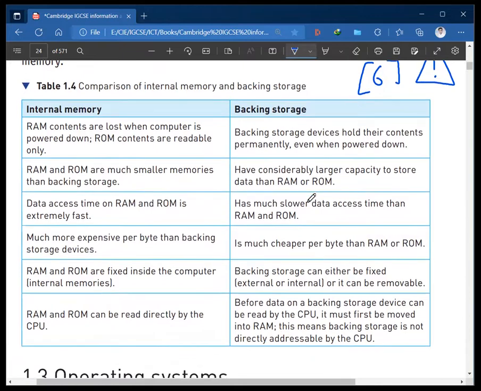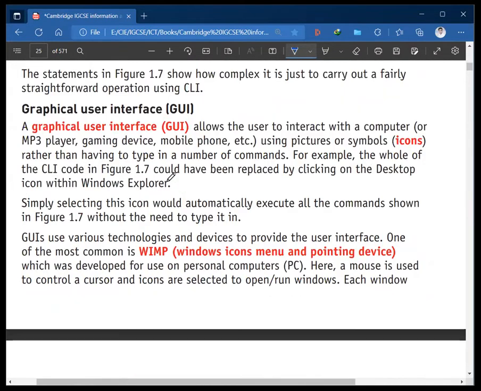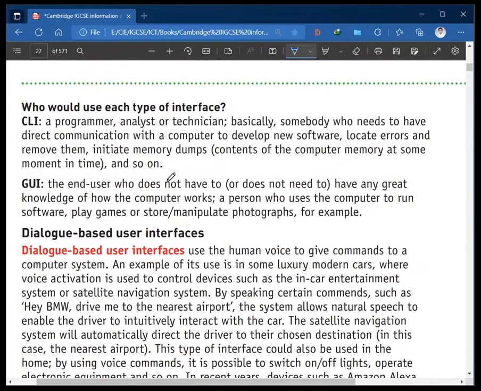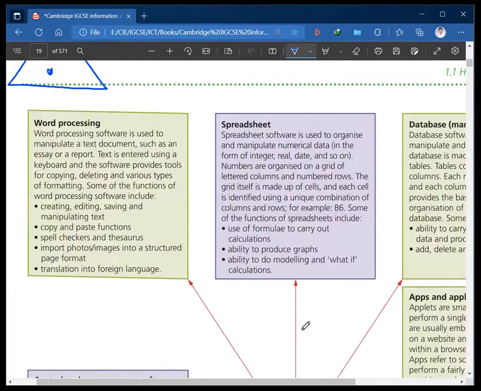Now in the next class we'll be doing operating systems and different types of computers. Okay. Fine. So this class is over.